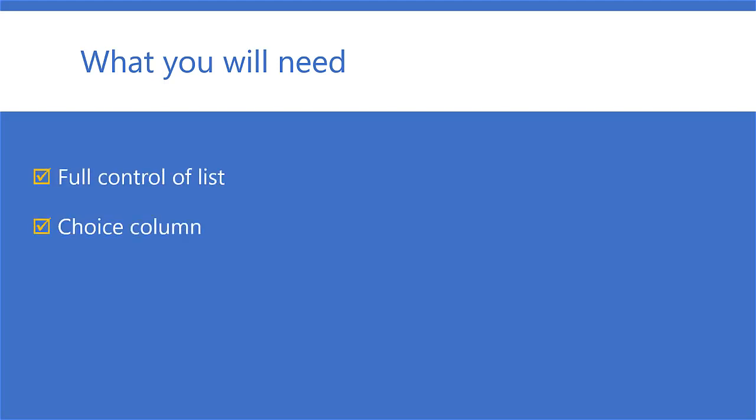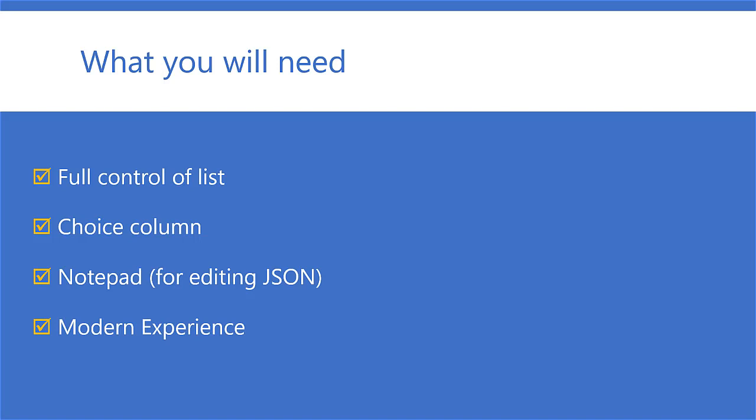To follow along with this guide, you should have full control or owner-level permission for the list. The list should have a choice column that you will use to determine row formatting. In our example, we are using a choice column called Status with 5 options. You'll want to use Notepad or your favorite script editing application in order to edit the JSON more easily. The list must be in the modern experience. JSON formatting does not display in classic experience.